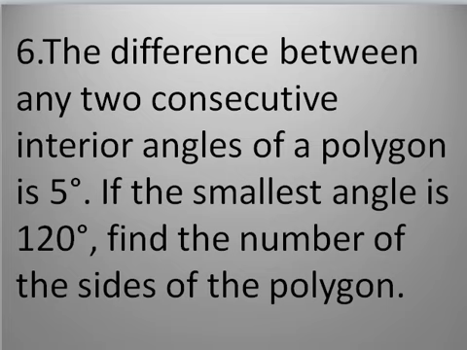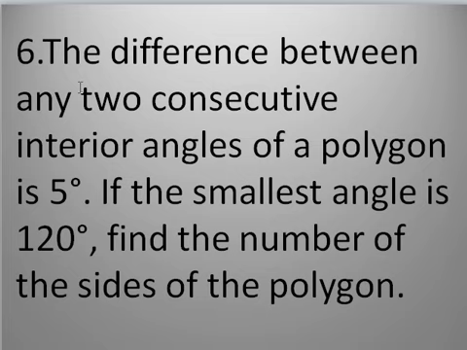I have given more than 1.5 minutes, and let's see how I solved this question. Let me read the question first. The difference between two consecutive interior angles of a polygon is 5. If the smallest angle is 120 degrees, then find the number of sides of the polygon.